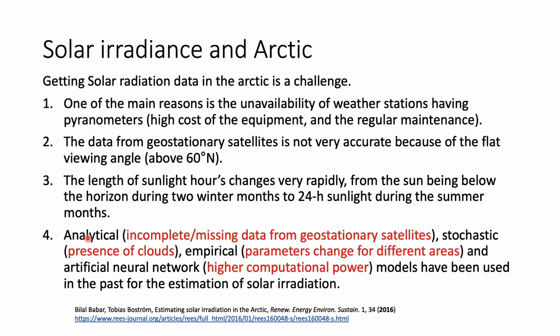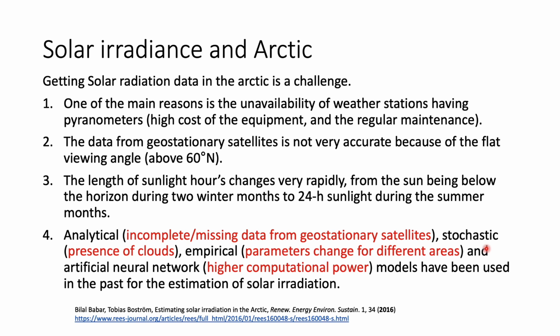And another big problem is with the analytical, empirical, stochastic or artificial neural network models which we use to estimate the solar radiation. For example, when we talk about analytical errors, we may have incomplete or missing data from the geostationary satellites. This is possible because maybe there was some solar flare due to which some of the solar batteries malfunctioned or did not function. That means the satellite may not be getting the data required for our analysis. This is an analytical error happening due to the satellite's power fluctuations.